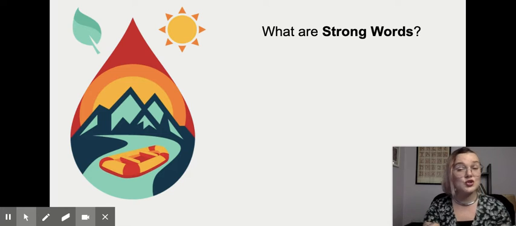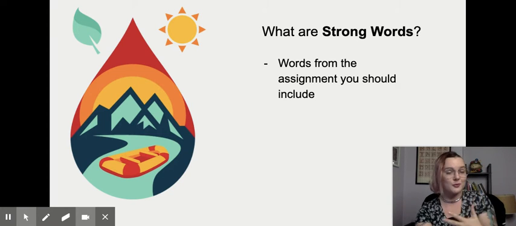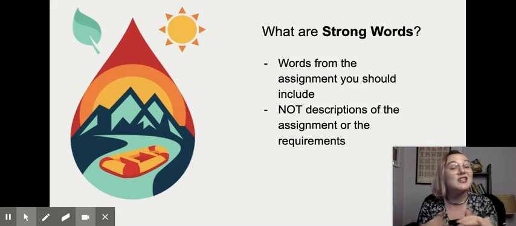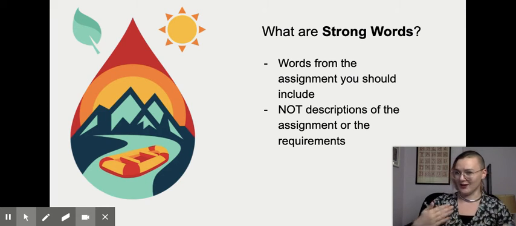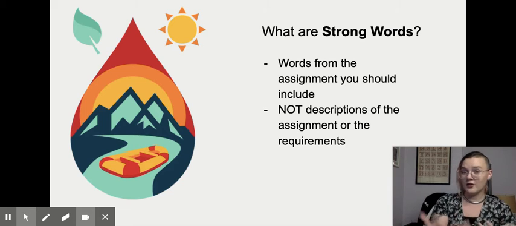And last but not least, the strong words. These are the words from the assignment that you should include in your writing. These are not descriptions of the assignment or the requirements. You're not going to include the word evidence or the word thesis or the information, right? You're not going to use those words that tell you what type of writing you're doing. You're going to use words like theme, right?